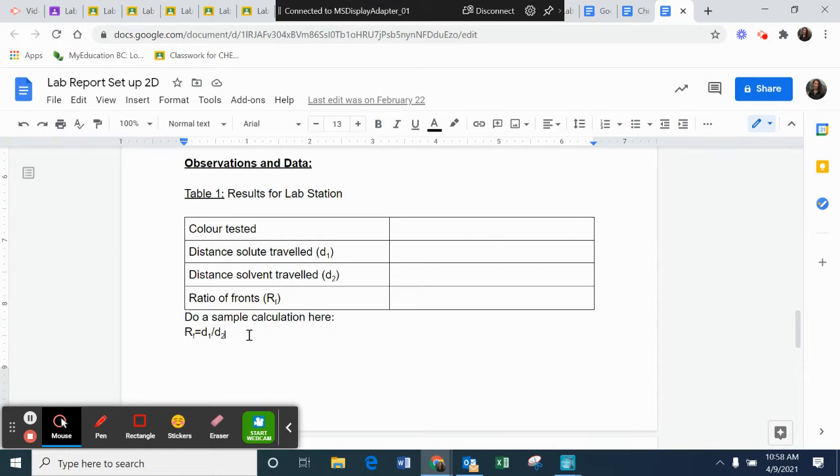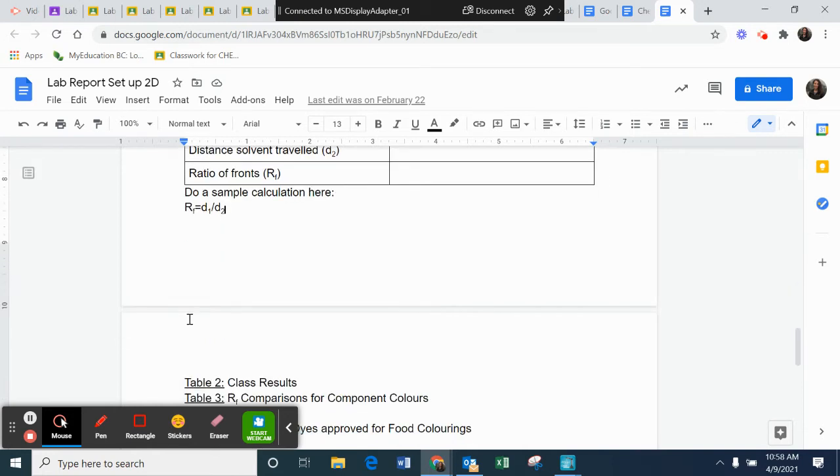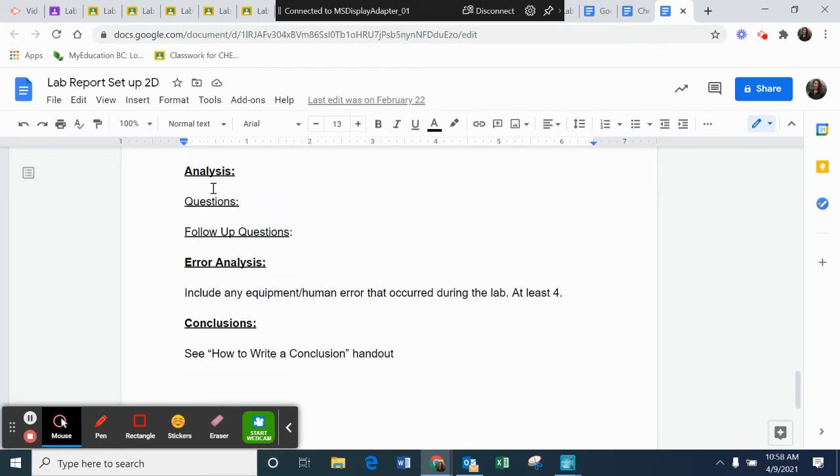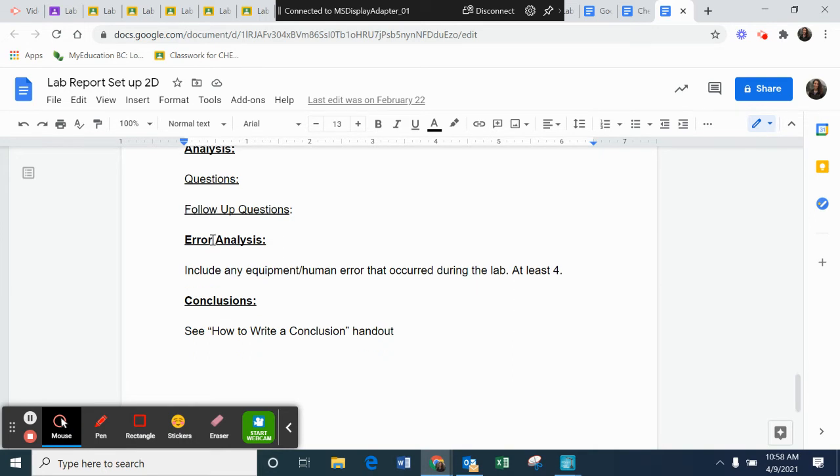We're not going to be doing any calculations for this one, so you won't need to do a sample calculation. And then there's only the one table. There were 4 in the last lab. Analysis is your questions and follow-up questions, error analysis, and conclusion.